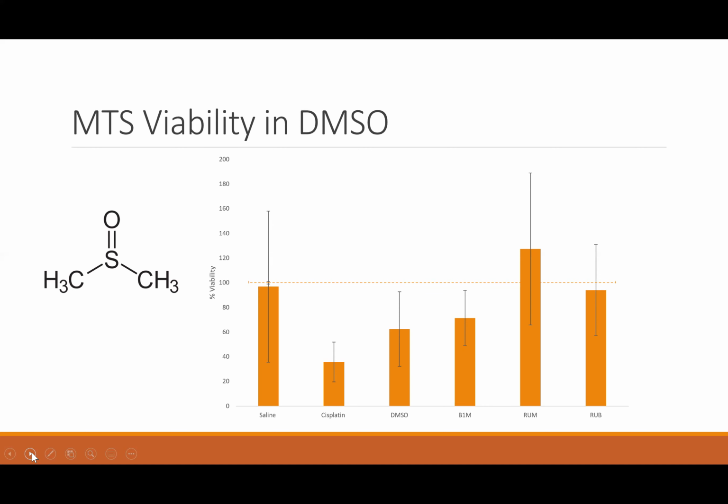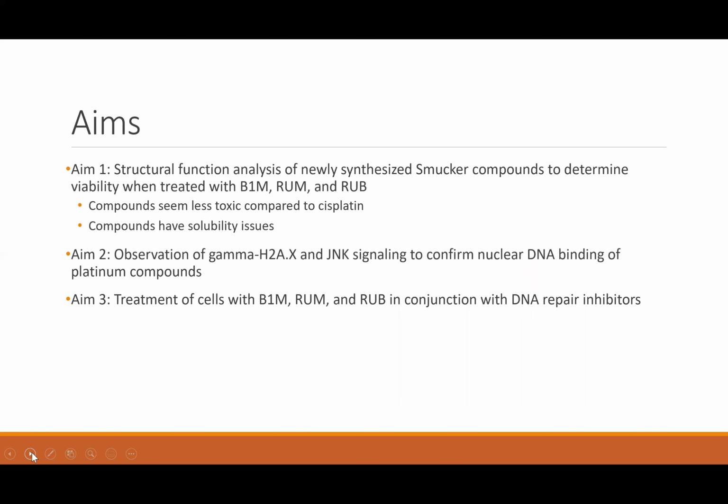The error bars here are pretty large just because I have fewer replicates due to COVID-19 and campus being shut down and everything being shut down, the rest of the world. So that's essentially what I have for AIM 1.